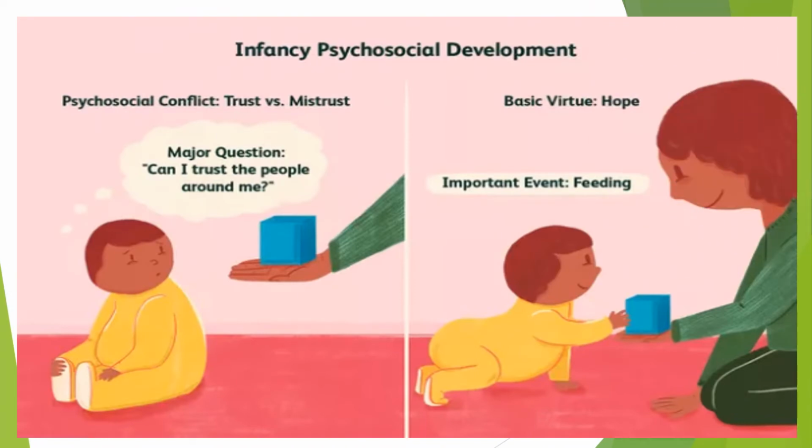So this is the illustration of infancy, the first stage of psychosocial development. It consists of a psychosocial conflict, that is, trust versus mistrust. The major question is, can I trust the people around me? The basic virtue is hope. The important event is feeding.